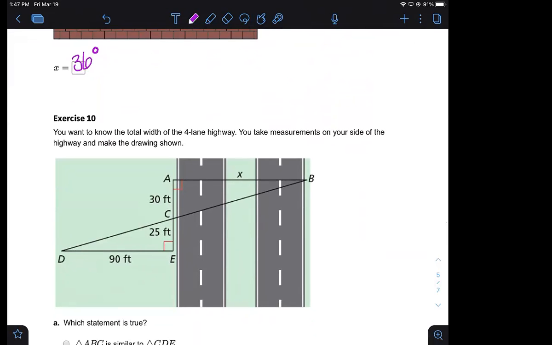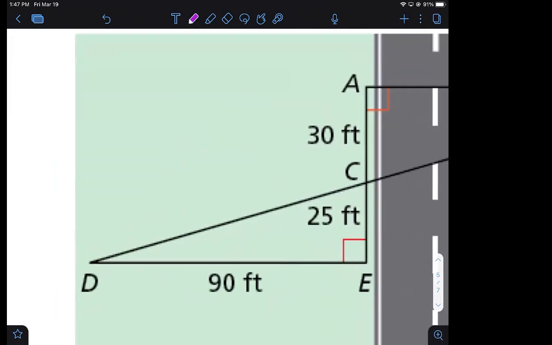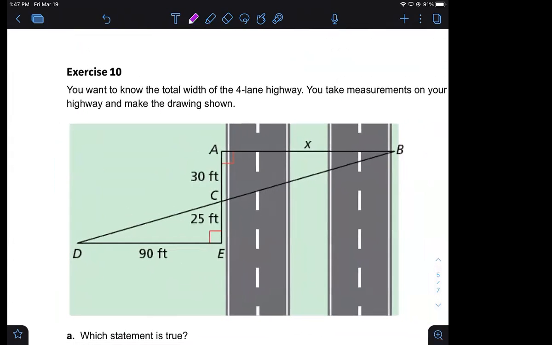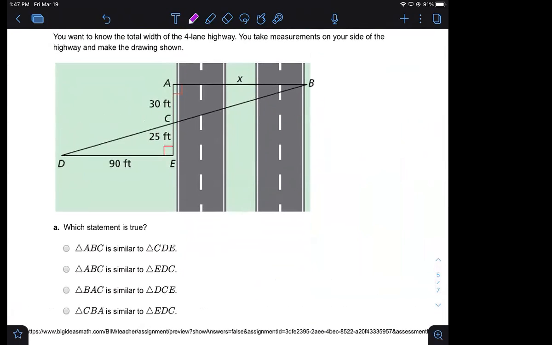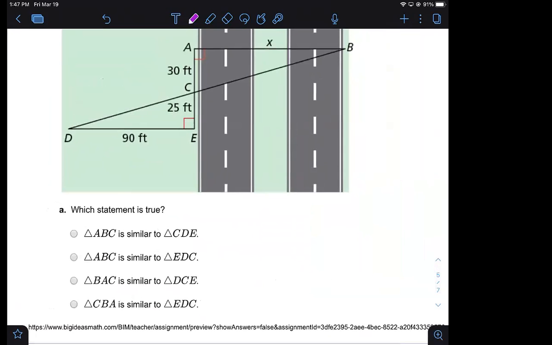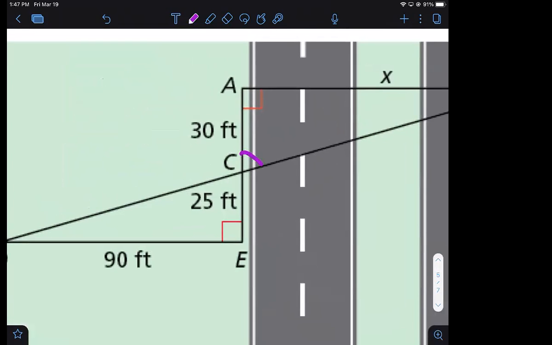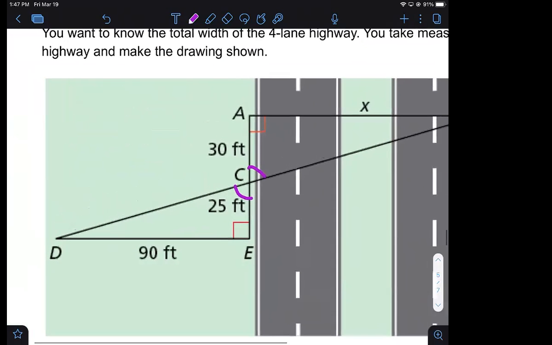Number 10, you want to know the total width of a 4-lane highway. So you take measurements on your side of the highway and make the drawing shown. All your measurements came in the safe zone without getting hit. Now, this only works if you use 2 similar triangles. What they want us to do for part A is to figure out which triangles are similar. We know the triangles are similar because, as Harrison already pointed out, vertical angles will be congruent. Right angles are the same. So you've got 2 pairs of corresponding angles that are equal, so both these triangles will be similar. They almost look like they're the same size, but that doesn't always have to be the case.